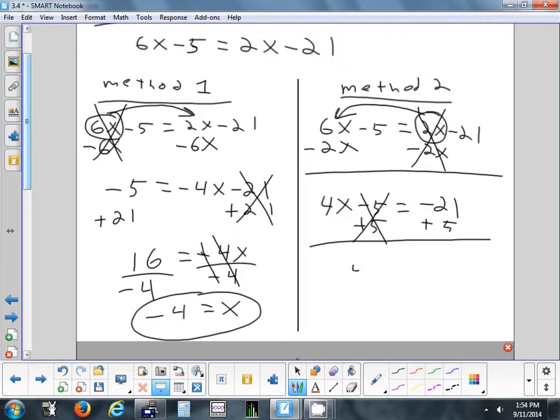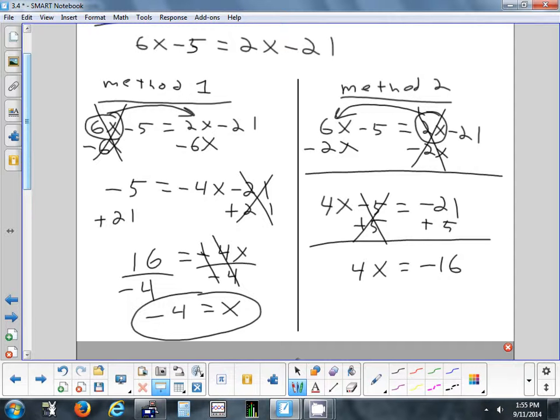So we still have 4x on the left. What's negative 21 plus 5? Negative 16. Everyone see negative 16? Okay, pretend like negative 21, you owe someone $21. Then you pay them back 5. Well, now you only owe them 16. Okay?